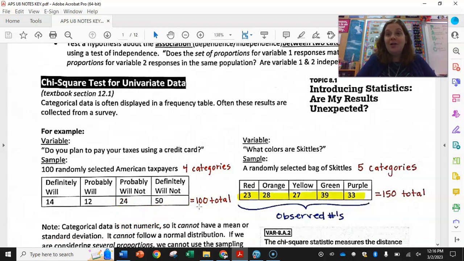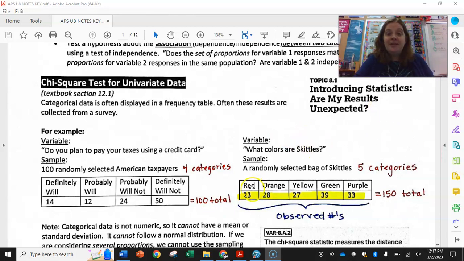Or for example, what color are Skittles? So we take a randomly selected bag of Skittles and we take them out and we count that there are 23 red, 28 orange, 27 yellow, 39 green, and 33 purple. If you add those together, there were 150 Skittles in the bag. That's the sample size. That's going to be N. Let me see if I can get my little pen up and running here. So again, that's N over here. N over here is that 100 total. There's that sample size there.